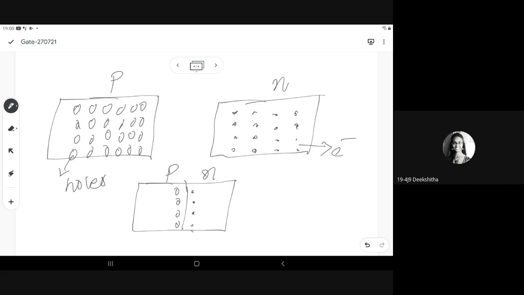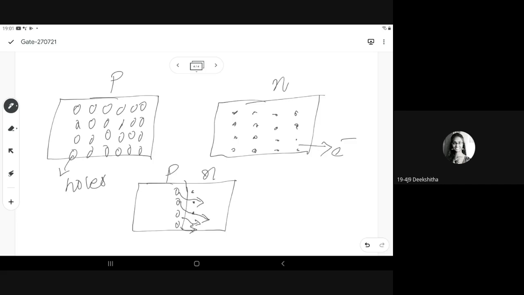So due to the concentration gradient, what is going to happen? There are more holes present on the p side. They want to move to the other side. The holes will want to move to the lower concentration level, from p side to n side.